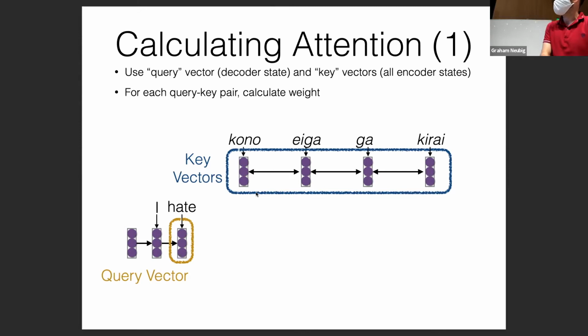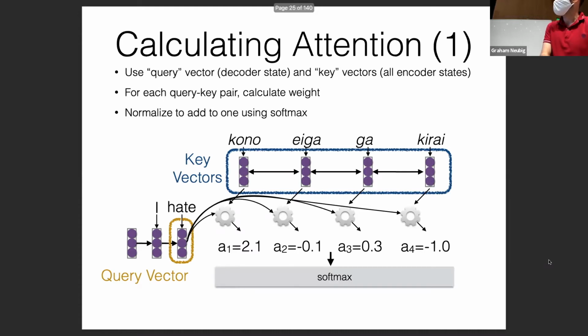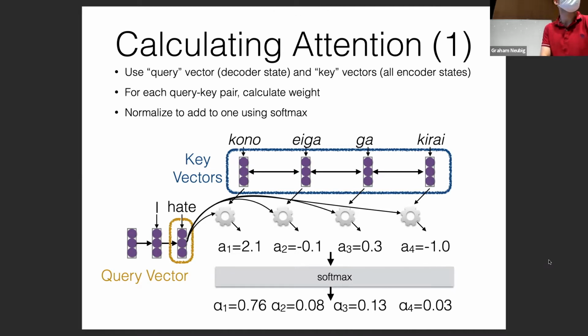And for each query key pair, we calculate a weight. And we use some function. This can be any arbitrary function that takes in a query vector and a key vector and calculates a value from them. So we do that for the first pair, the second pair, the third pair, the fourth pair, and get these scores. And once we have these scores, we run a softmax over them to basically get something that adds up to 1, and all the values are between 0 and 1.